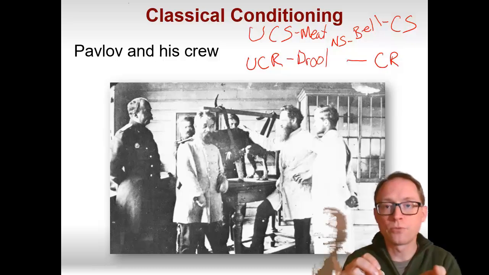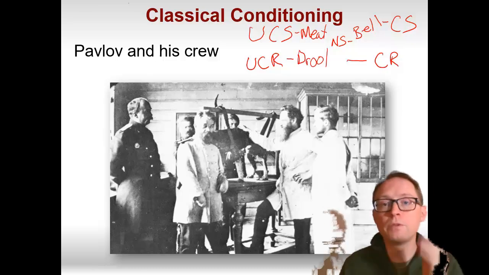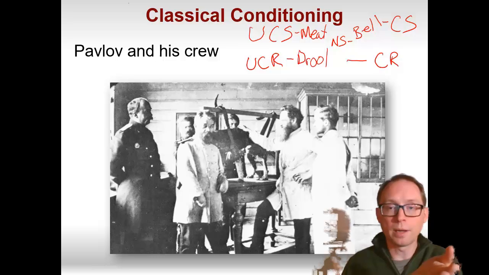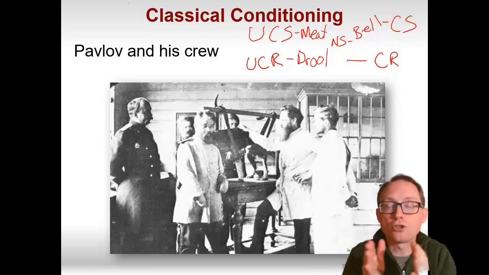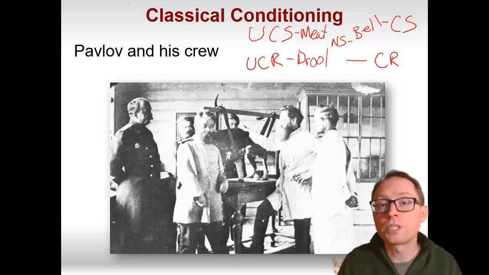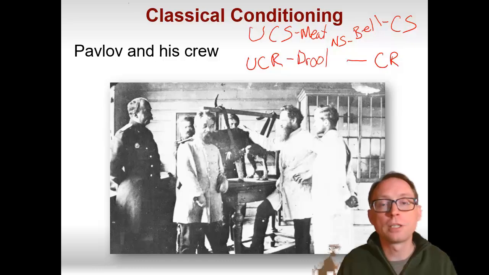That's a forward pairing. A backward pairing would be if you gave the meat first and then you rang the bell. The delay between those two things is either going to be long or short. And long is anything more than a few seconds. So if you're doing more than 10 seconds, you're probably into long delay territory here. All right? Okay, so let's test you out.